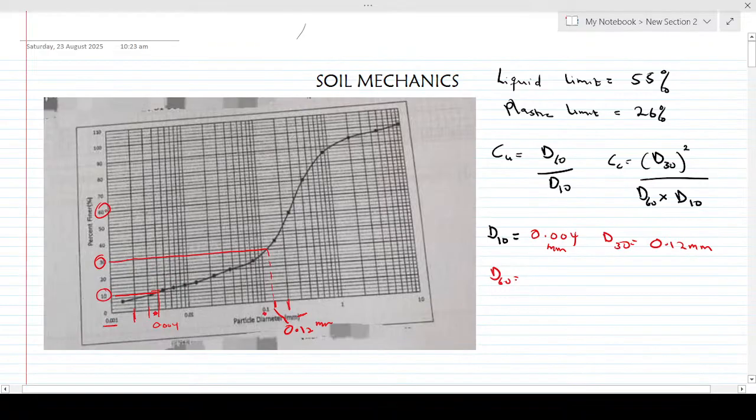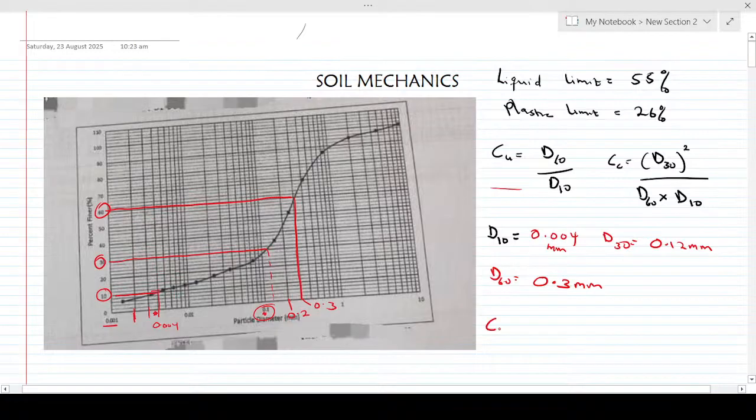Again, I'm going to trace to hit the curve and I take it down, right? Let me erase this one so that you can see. So this is 0.1, this is 0.2, meaning that this is somewhere 0.3. This line is also 0.3. So my D60, I have 0.3 millimeters. Now I can just go ahead and substitute them into the equation.